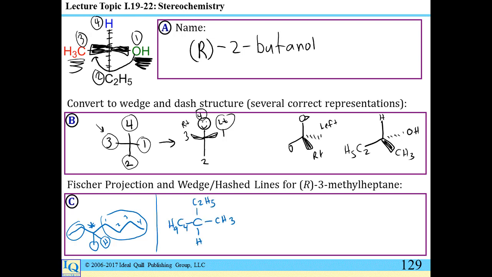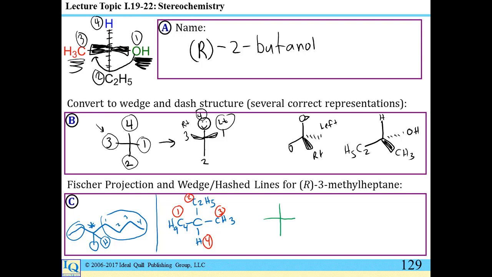So I'm going to simplify this. Because the focus is on the chiral atom, I just need to know what the substituents are. And now I'm going to simplify this even more by simply writing the priorities of these groups and redrawing this.